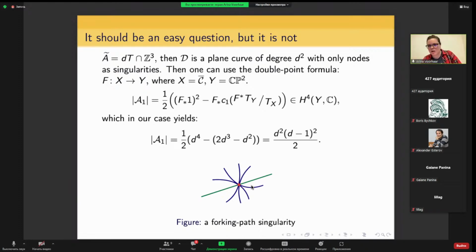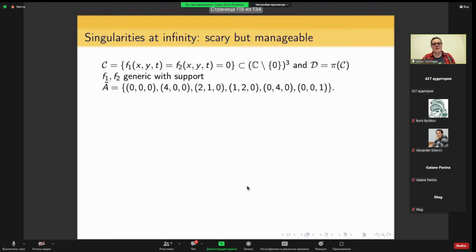In my work that recently appeared in Mathematische Zeitschrift, I was able to reduce them to quite a nice family of singularities, which are called forking path singularities. And again, since I don't have much time, all I want to say is that I can illustrate and give you an example where exactly this singularity with these four branches intersecting in this nice way appears, okay? So yeah, the setting is as follows.